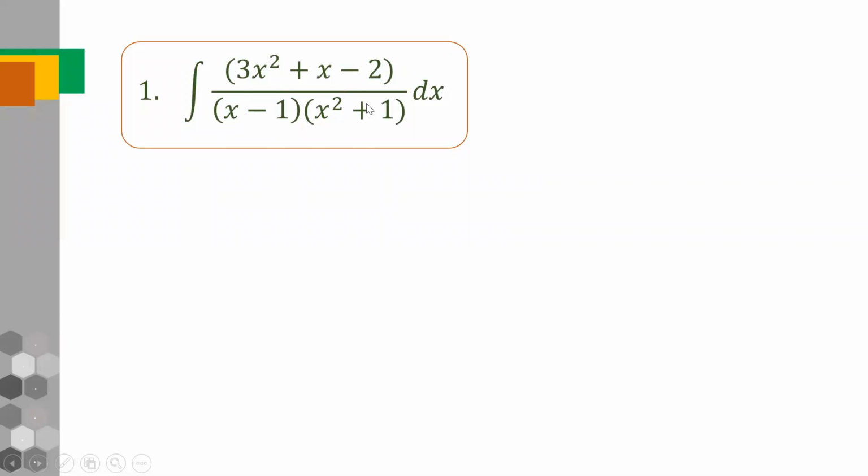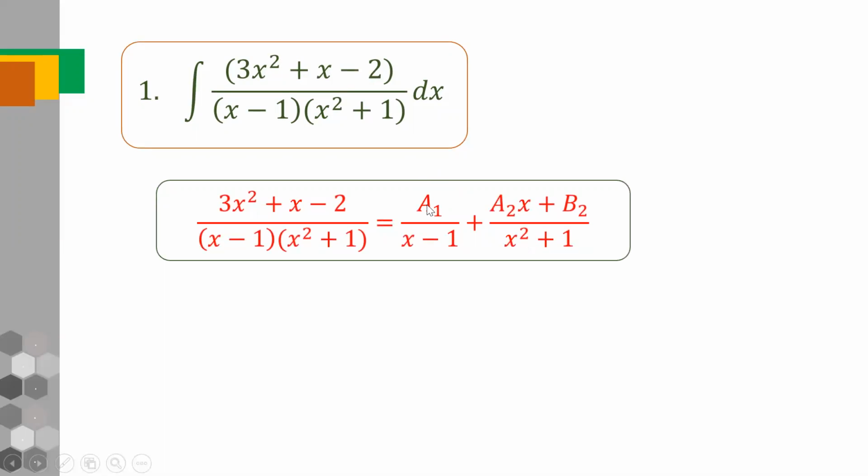So as you can see, the denominator of your rational expression has a linear factor, which is x minus 1, and a quadratic factor, which is x squared plus 1. So this means we can decompose by partial fraction our rational expression into two components. So one for the linear factor x minus 1, and the other for the quadratic factor, which is x squared plus 1.